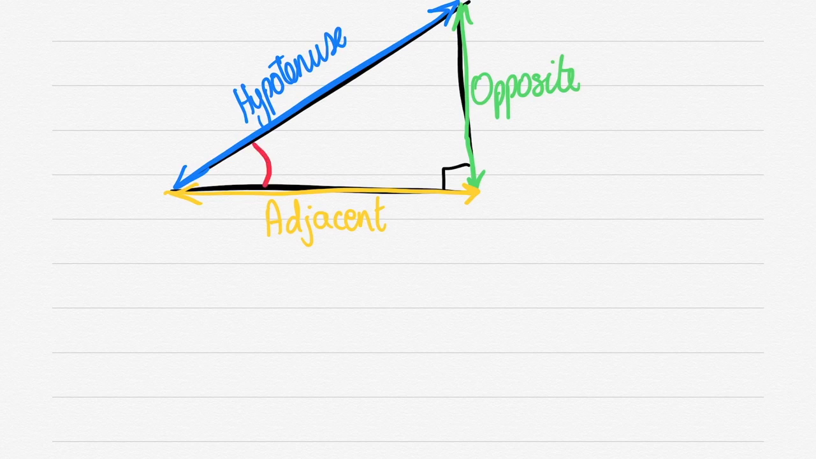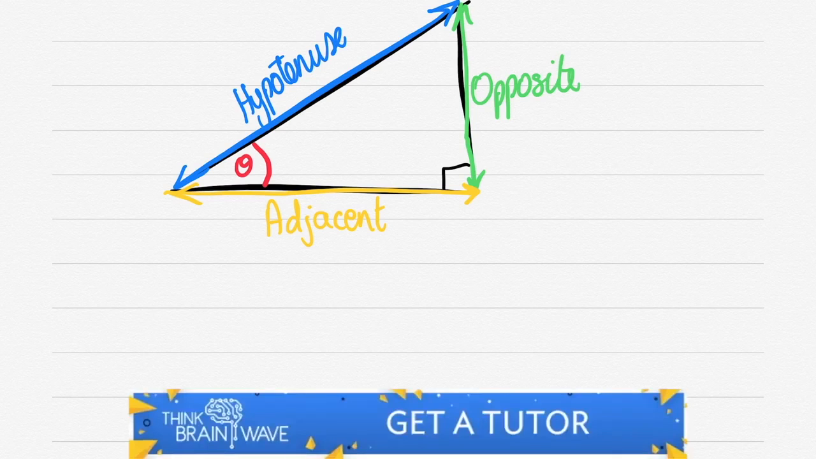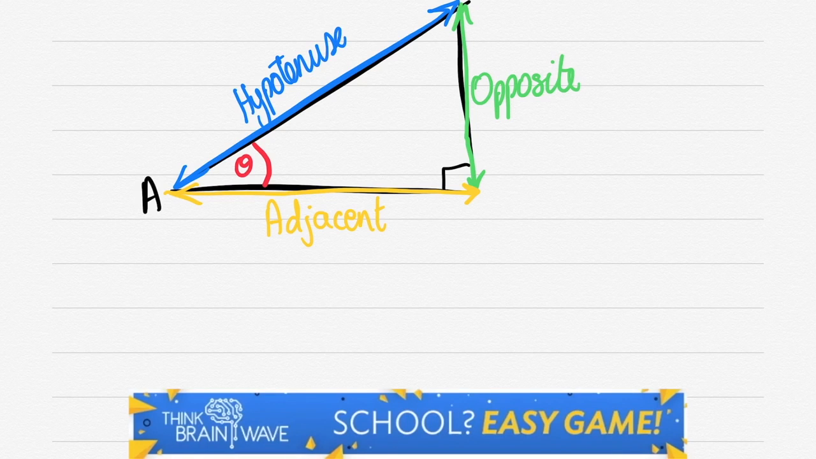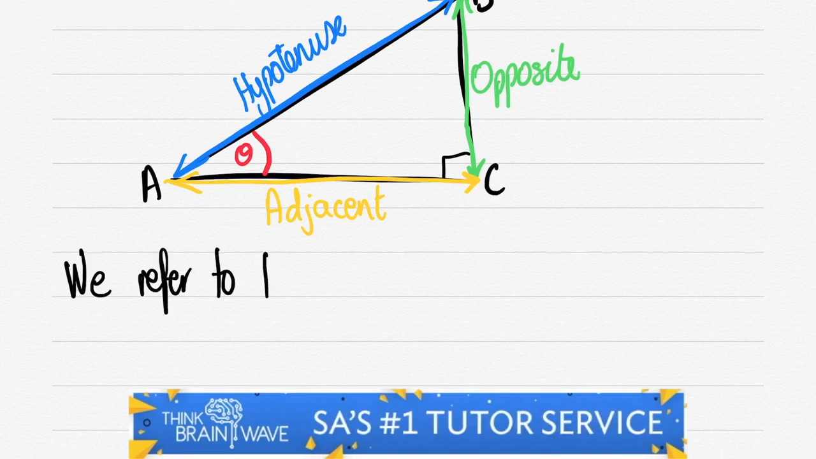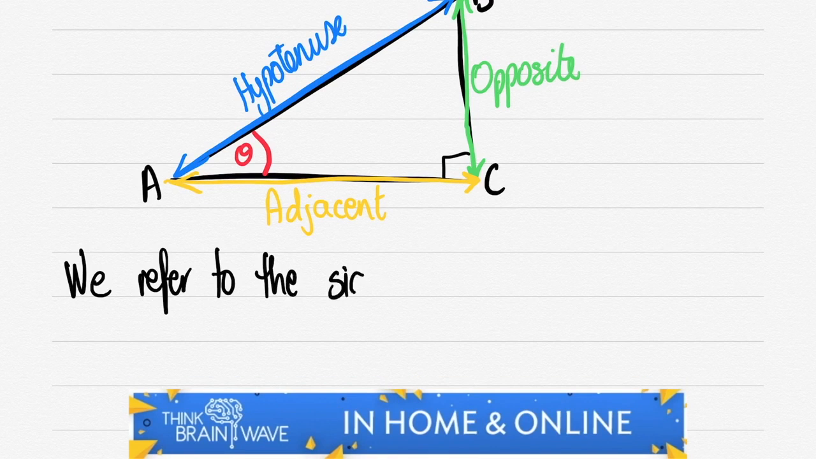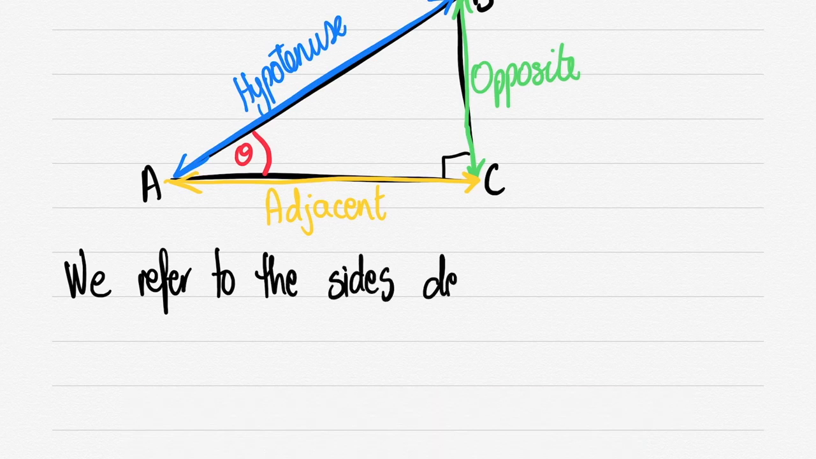If you're looking at the angle over here, the opposite side is on the right-hand side of the triangle. However, if you're looking at the other angle at the top of the triangle where the blue and the green meet, the opposite side would be where the current adjacent side is. So we've got A, B, and C over there, and we refer to these sides depending on the angle, as I've mentioned.